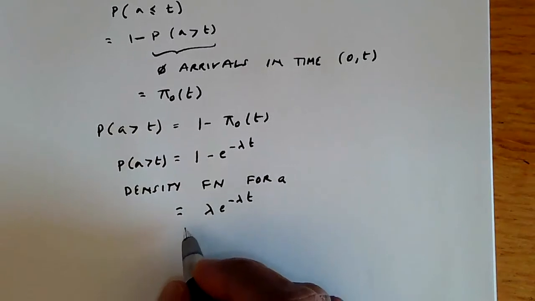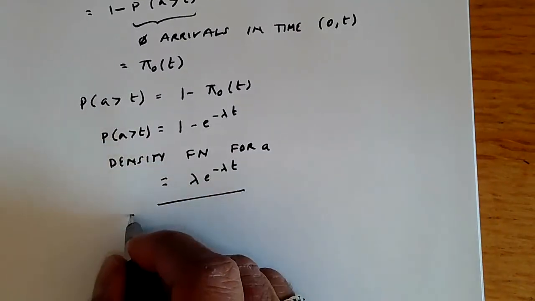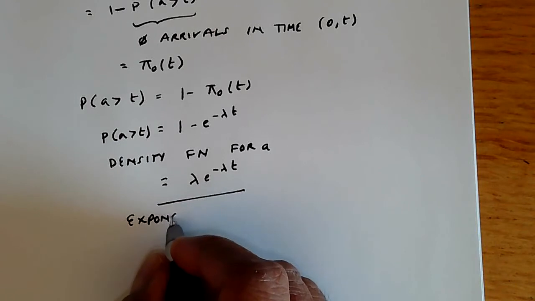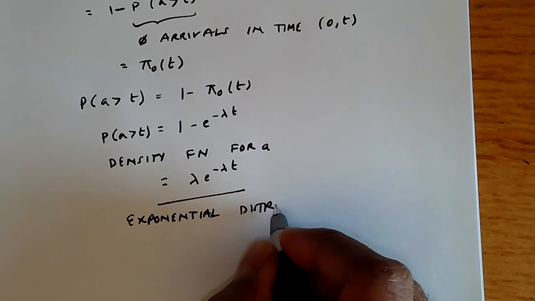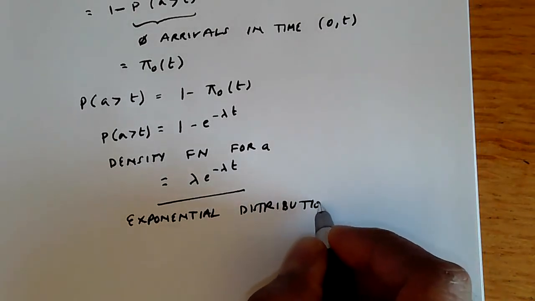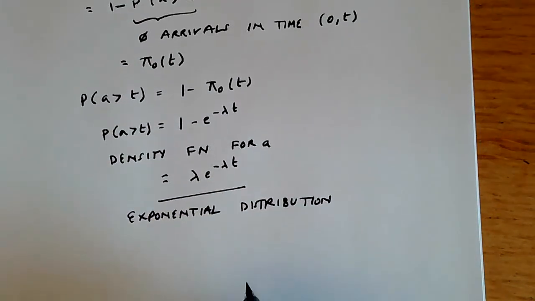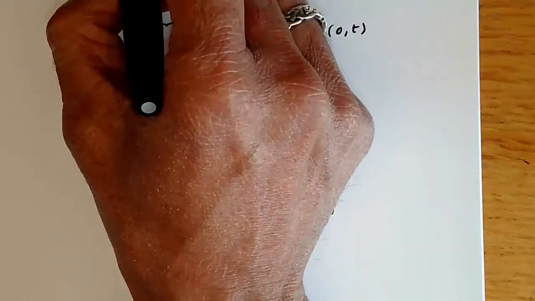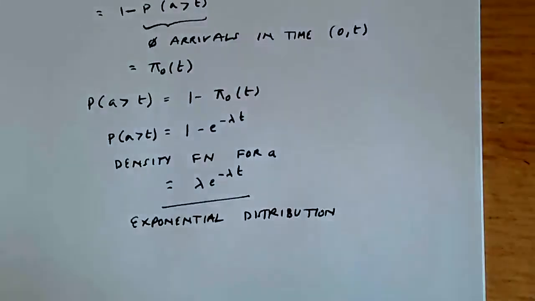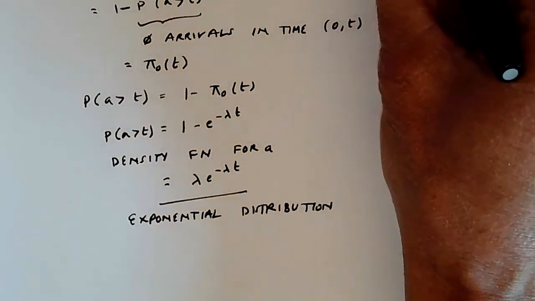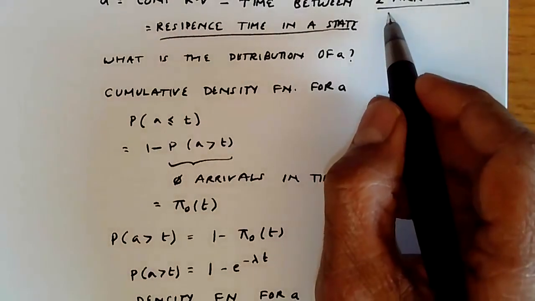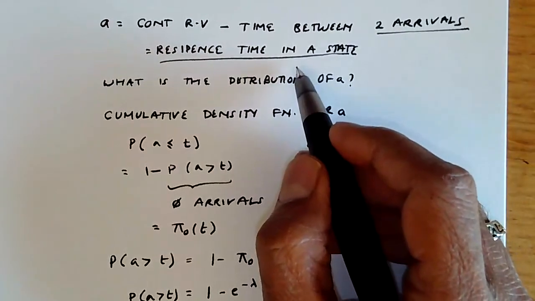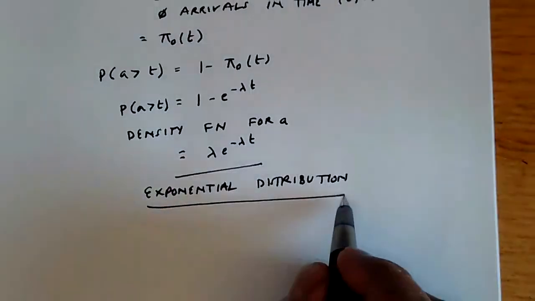And this is, of course, the density function of an exponential distribution. So this proves that the mean residence time in a state is going to be exponentially distributed. Or alternatively, you can say the interarrival time, the time between two arrivals, is going to be exponentially distributed for a Poisson process. So the time between two arrivals, which is the same as the residence time in the state, is drawn from an exponential distribution.